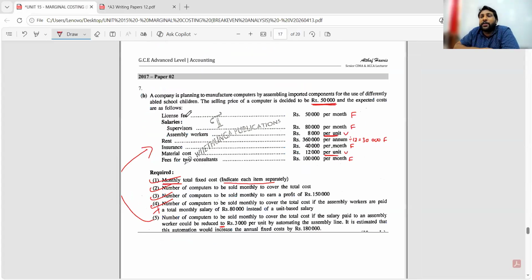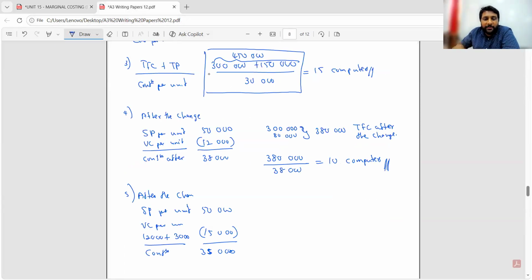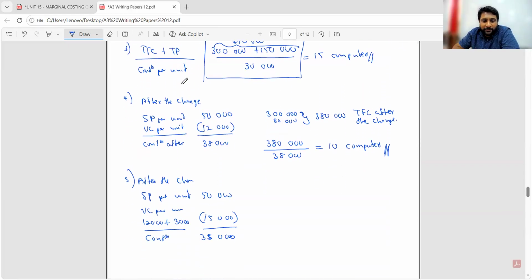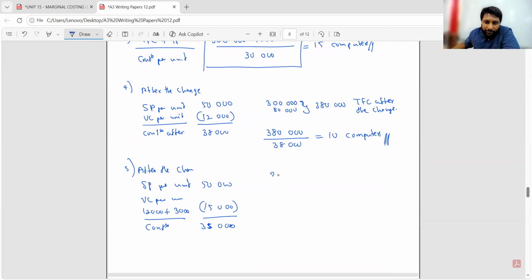Wait. Listen. What is my current total fixed cost? Everyone tell me. Online people also tell me. What is my current total fixed cost? I have an amount of how much? 300,000.